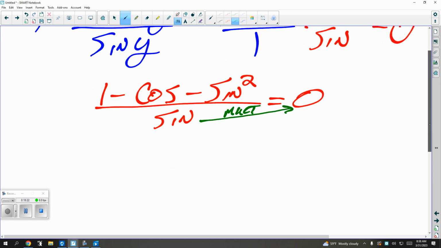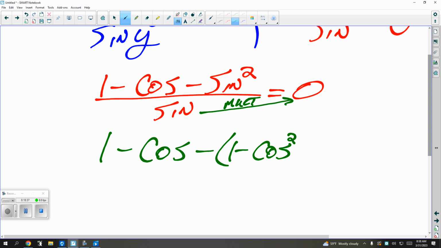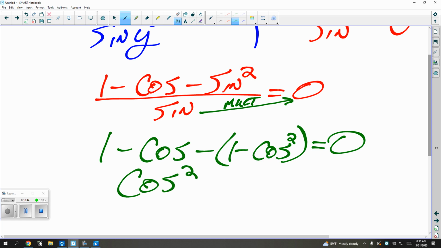So then it's going to be 1 minus cosine minus, but then sine squared plus cosine squared is 1. So sine squared is 1 minus cosine squared. That was one of those Pythagorean properties. Equals 0. So let's clean it up. Cosine squared minus cosine. Oh, the ones go away. Okay, equals 0. So now let's factor out a cosine, and let's go from there.